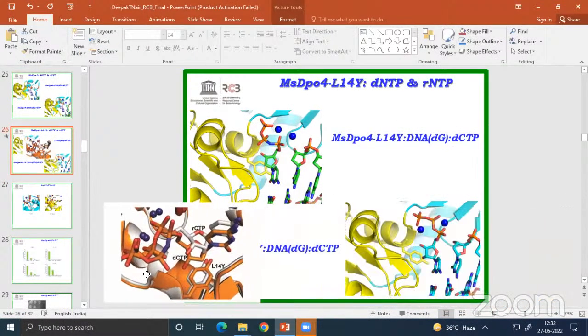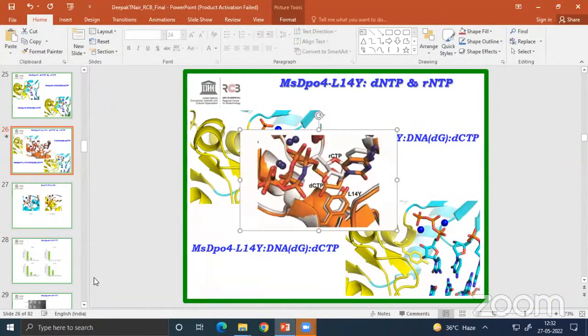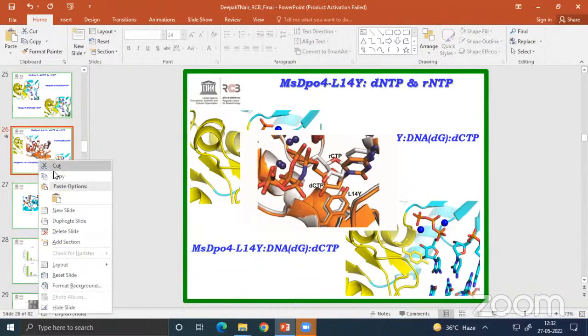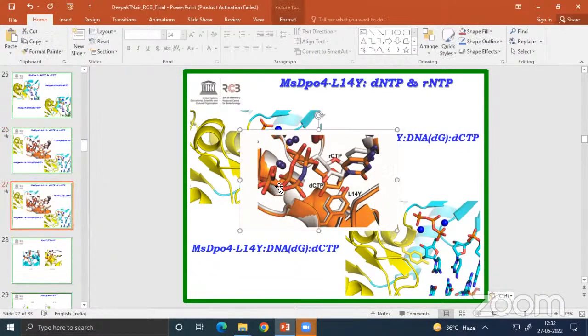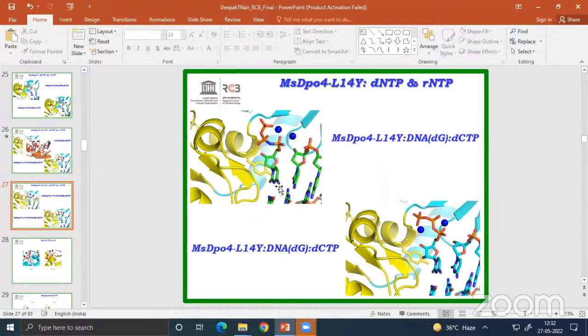No, these are all X-ray structures. That is all crystal structures of the ternary complex. There is no modeling in this one.